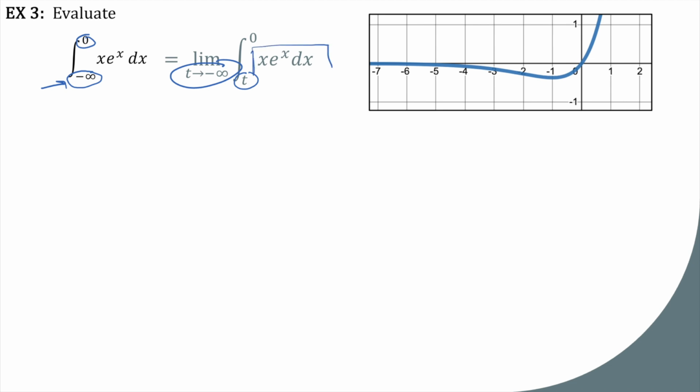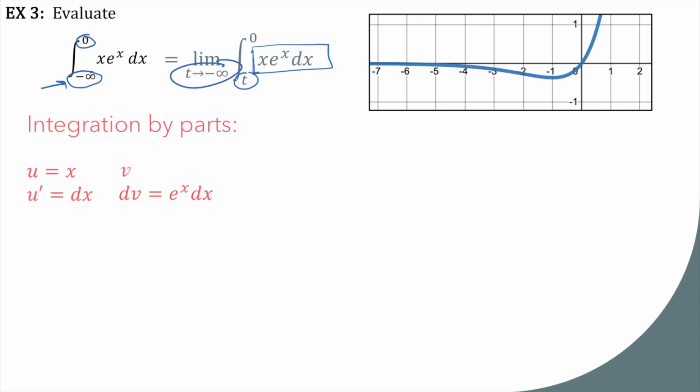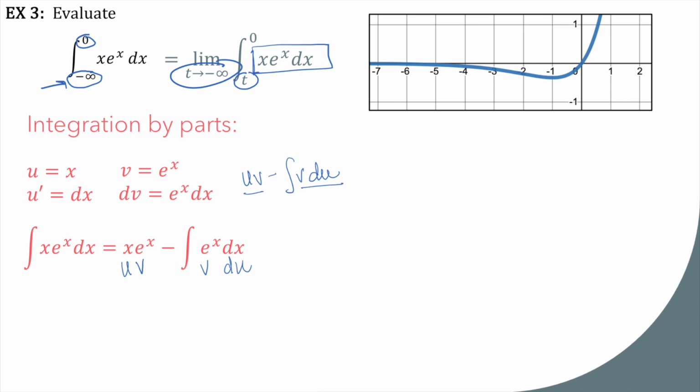Now how do we take the antiderivative of x e to the x dx? Well, lucky you, we get to do integration by parts. So we'll say that u equals x, dv equals e to the x dx, which means du is dx, and v is e to the x. And then our formula is uv minus the integral of v du, or ultraviolet voodoo. So we have uv minus the integral of v du.